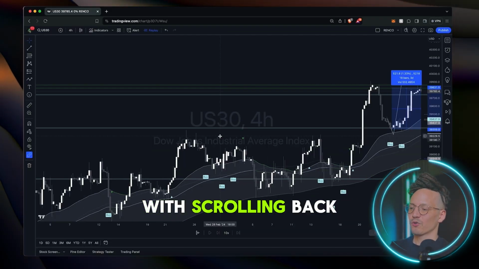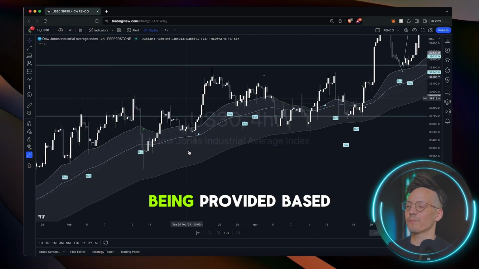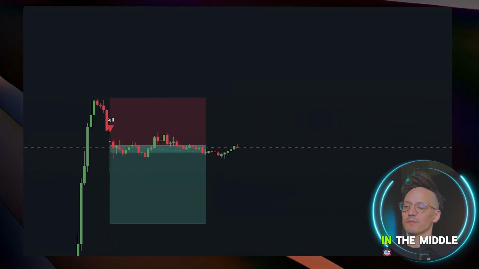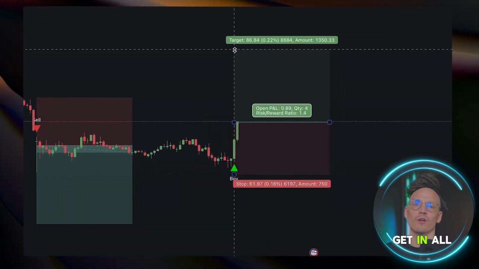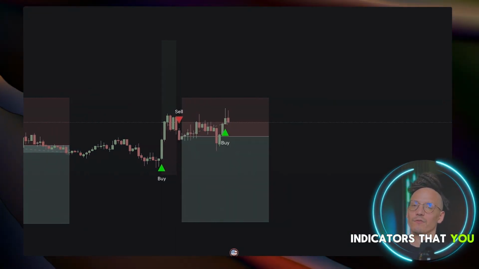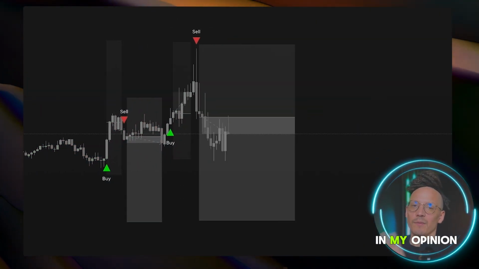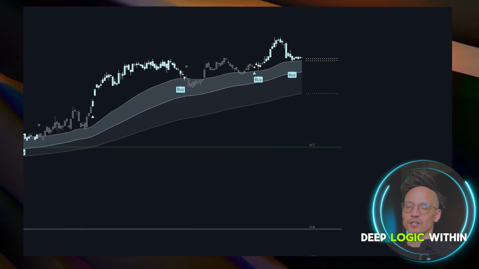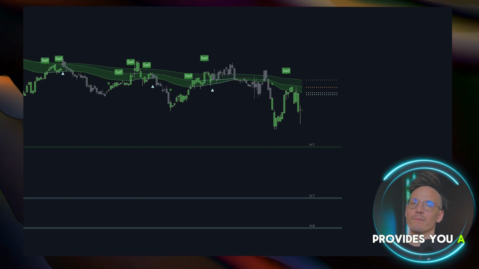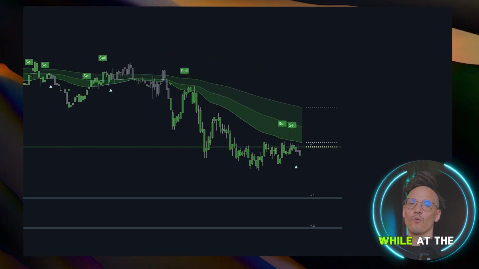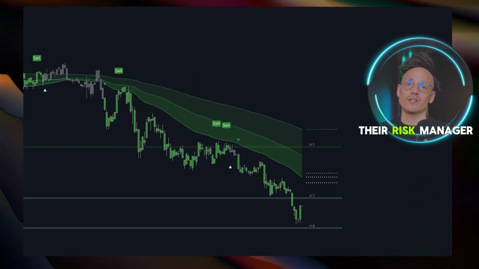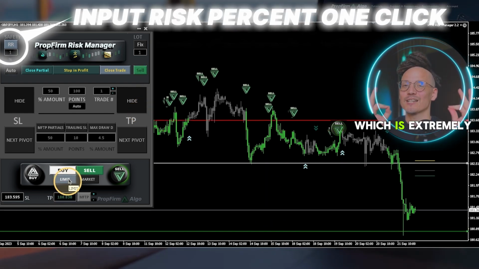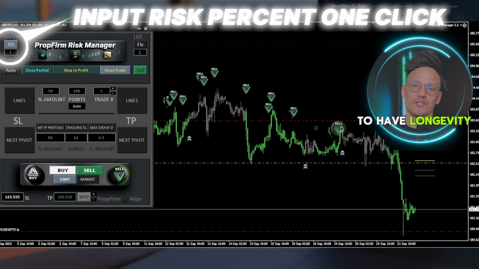Absolutely amazing. And scrolling back, you can see these entries are being provided based on a trend. So you're not going to get a sell signal in the middle of a bullish trend like you will get in all these other BS indicators that you find online that are, in my opinion, a complete waste of time. This actually has deep logic within its code, and it actually provides you a better chance to find good entries while at the same time using their risk manager, which also allows you to handle and mitigate risk, which is extremely important to have longevity in trading.